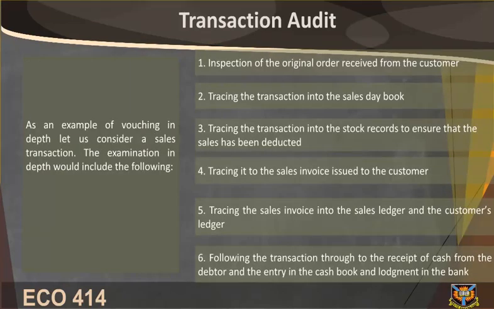As an example of vouching in depth, let us consider a sales transaction. The examination in depth will include the following. 1. Inspection of the original order received from the customer. 2. Tracing the transaction into the sales day book. 3. Tracing the transaction into the stock records to ensure that the sales have been deducted. 4. Tracing into the sales invoice issued to the customer. 5. Tracing the sales invoice into the sales ledger and the customer's ledger.